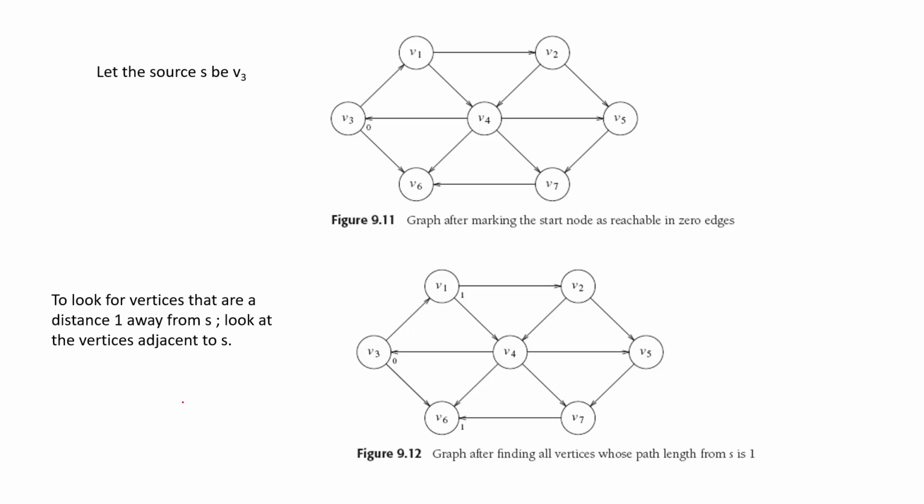Let's say in this case the source S is V3, so V3 is our starting point. Since we have not been given any weights, we consider that every time we traverse any edge, it takes us 1 unit. From V3, where can we go? We can go to two places: either V1 or V6. So in the next iteration, V1 is one distance away from V3 and V6 is also one distance away from V3.